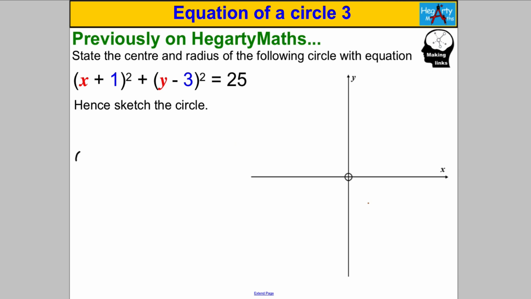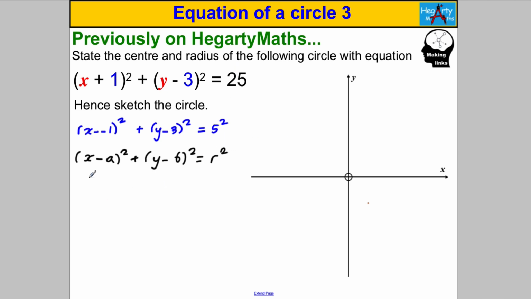Well, we know that the general formula for the equation of a circle is (x − a)² + (y − b)² = r². So if a circle's in that form, we know its centre is (a, b) and its radius is r. So we can write x + 1 as x − (−1), so it's in this form. Add (y − 3)² is equal to what squares to 25? 5². Therefore from that information we can state that the centre must be (−1, 3), and the radius must be 5.